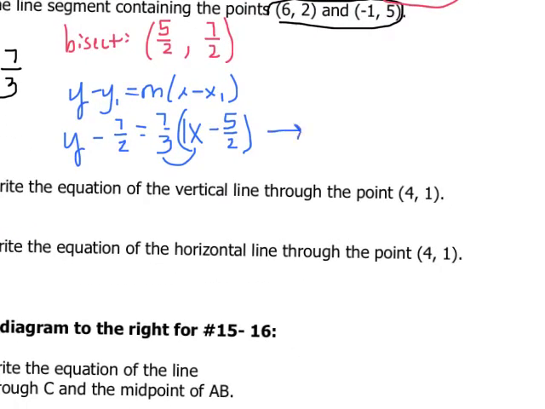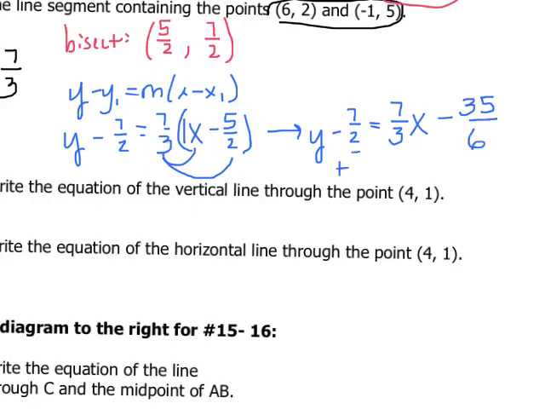So y minus 7/2 equals 7/3 x. And then 7/3 times negative 5/2 is going to be minus. So 7 times 5 is 35. And 3 times 2 is 6.